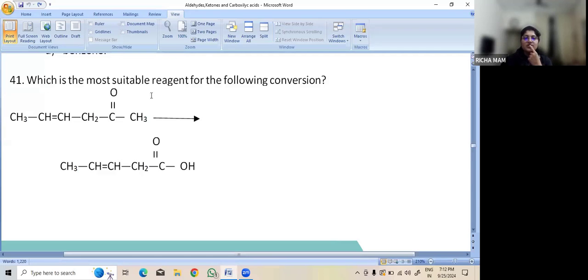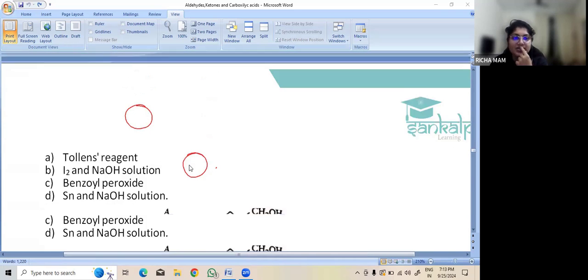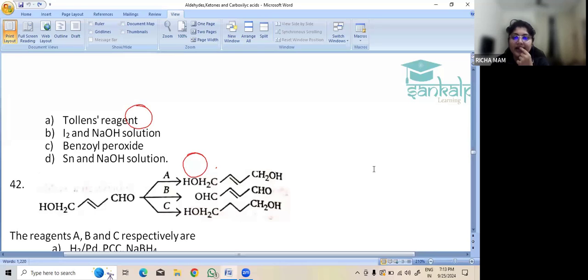Which is the most suitable reagent for the following conversion? CH3, CH double bond CH, CH2, C double bond O, CH3. So here only your CH3 is replaced by OH. Which is the best reagent for this conversion? These are the options. A. Tollens reagent. B. I2 in the presence of NaOH. C. Benzoyl peroxide. D. Tin and NaOH solution.